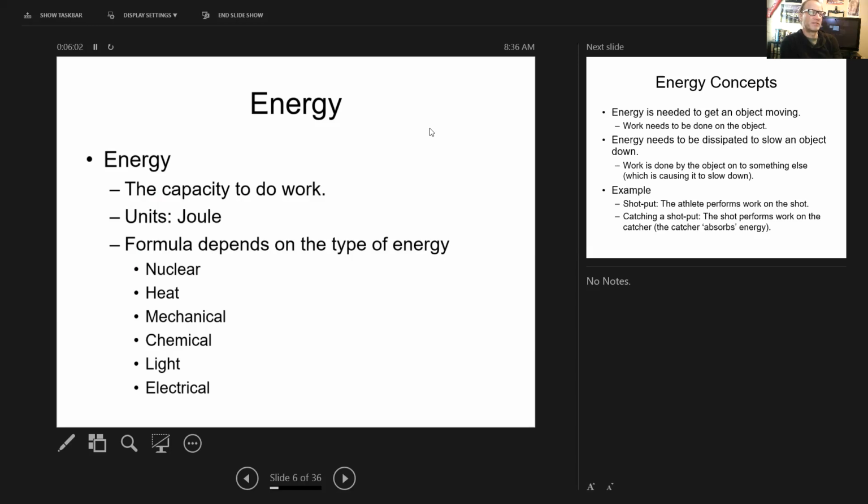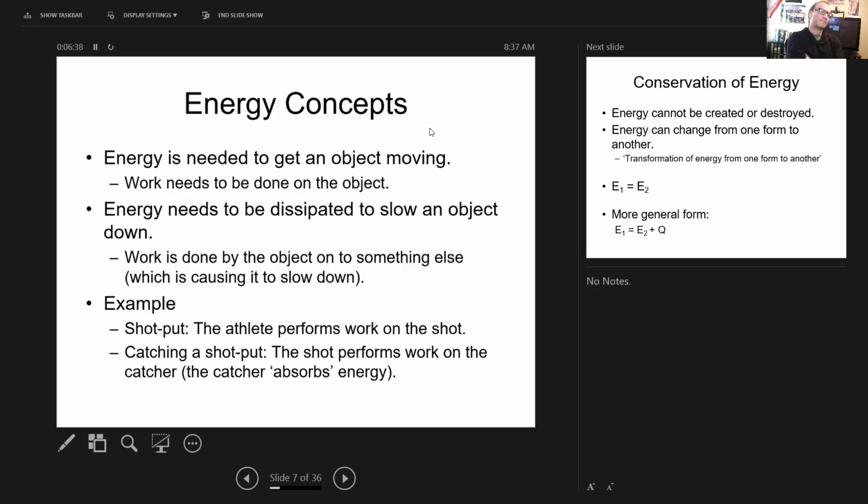All right, so energy is the capacity to do work. It's the capacity to apply force over some distance. The units of energy are joules. The formula of energy depends on the type of energy we're actually talking about. Nuclear, heat, mechanical, chemical, light, electrical, what have you. There's all different forms of energy. There's all different capacities to do work. This is where it gets a little confusing, but this is why the math of energy actually works, because it works. And I know that sounds silly, but it's a set of math rules that we're going to follow.